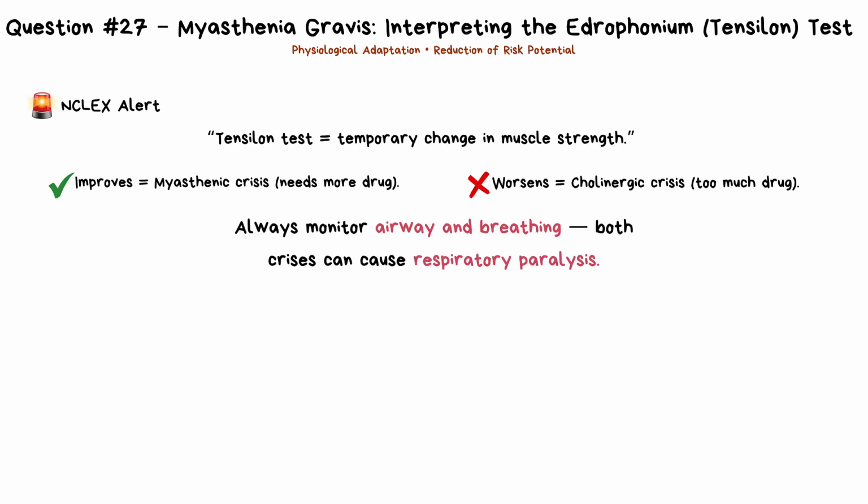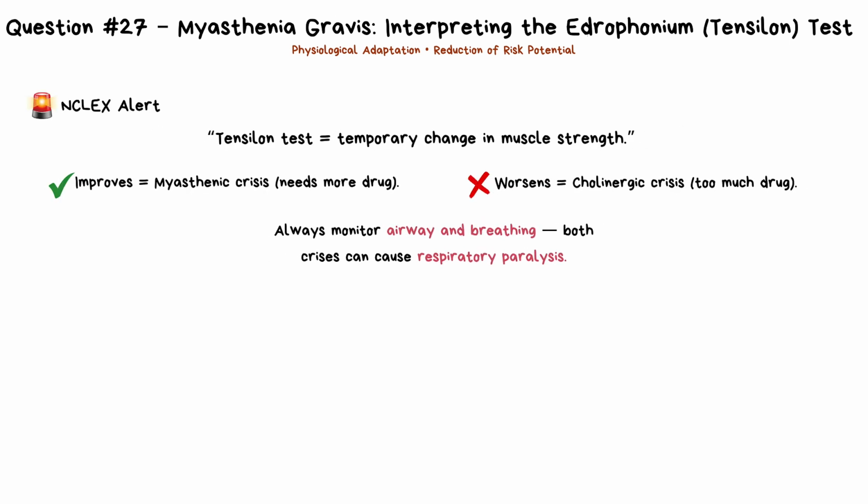Here's your NCLEX alert. Remember, Tensilon test equals temporary change in muscle strength. Improvement means myasthenic crisis. Worsening means cholinergic crisis. Always keep airway management and atropine ready during the test. That's the NCLEX safe mindset.